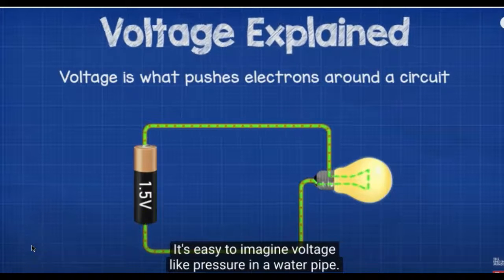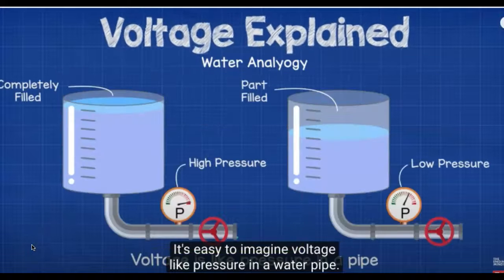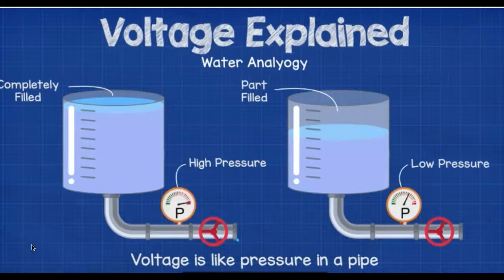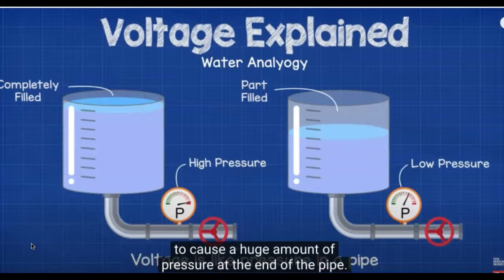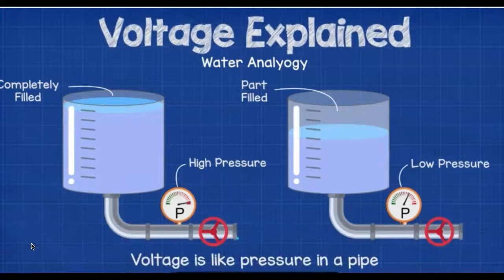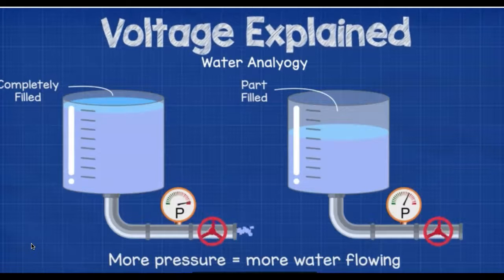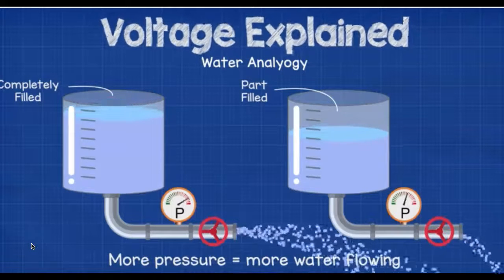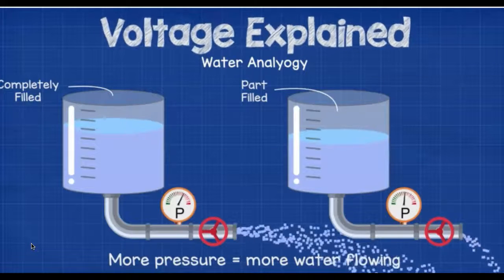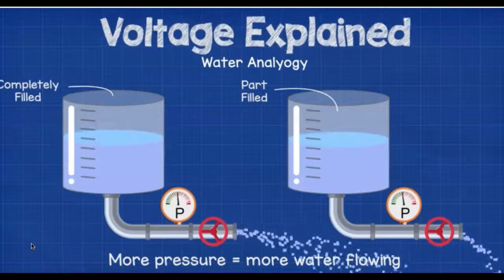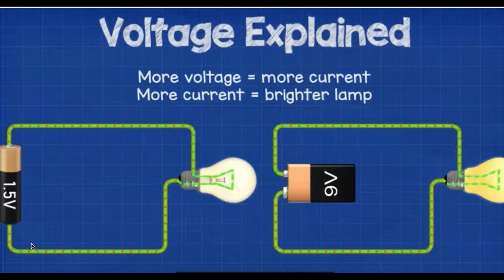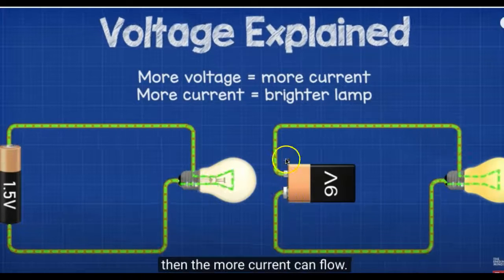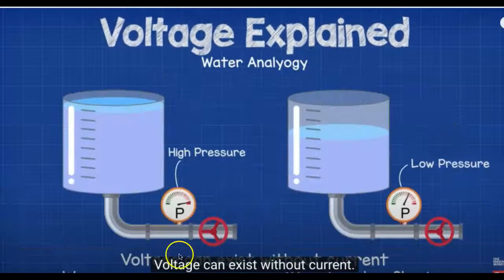It's easy to imagine voltage like pressure in a water pipe. If we have a water tank completely filled with water, then the mass of all that water is going to cause a huge amount of pressure at the end of the pipe. If we have a water tank that's only partly filled, then there will be much less pressure in the pipe. If we open the valve to let the water flow, then more water will flow at a faster rate from the high pressure tank compared to the low pressure tank. The same with electricity. The more voltage we have, the more current can flow. A bigger battery.